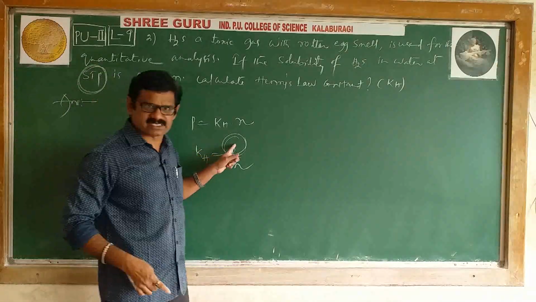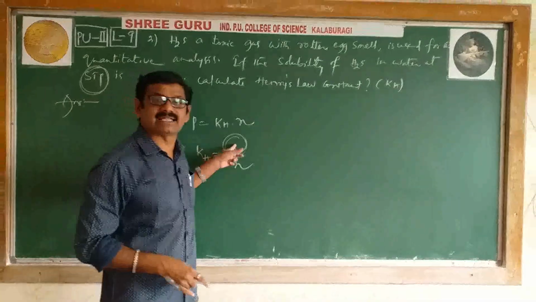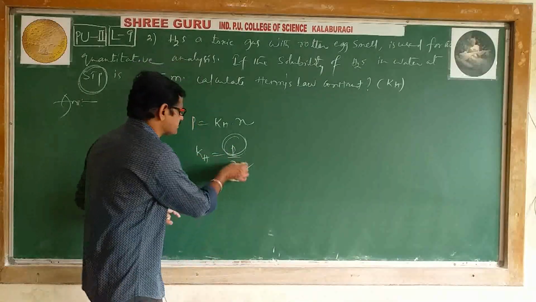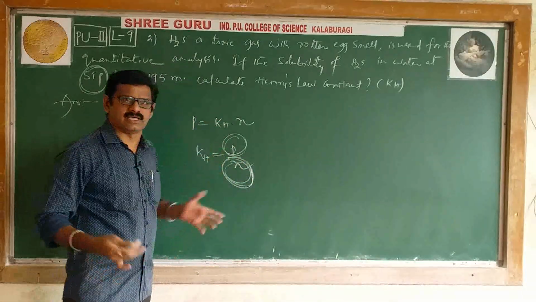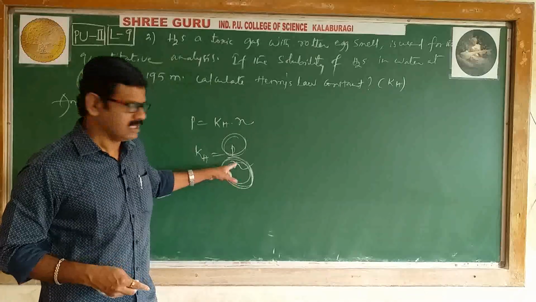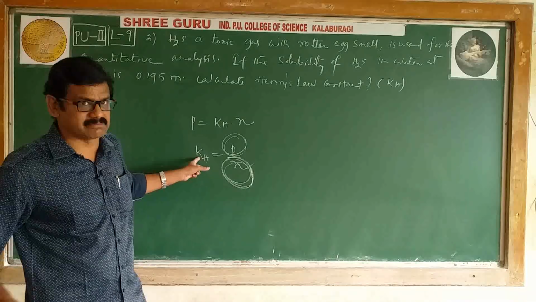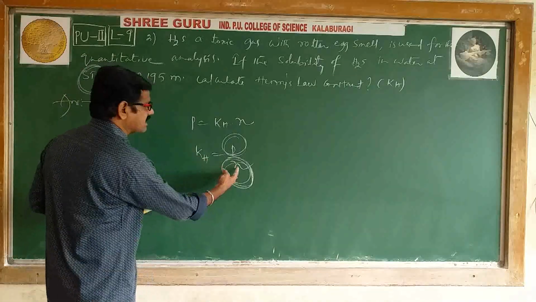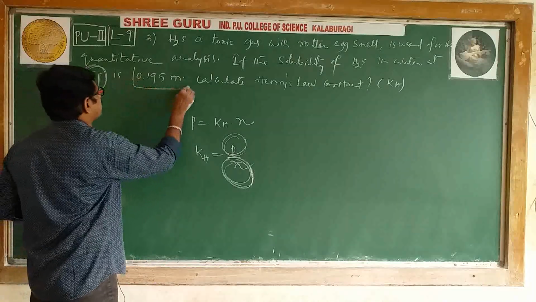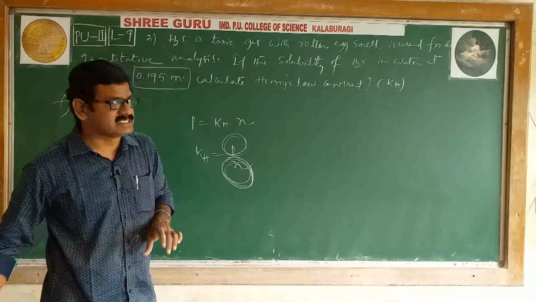STP, standard pressure, 1 atmosphere. We can write here 1 atmosphere, or 0.987 bar. Standard pressure we can write. But the problem is the mole fraction. Mole fraction we don't know. First we have to calculate the mole fraction. Without the mole fraction, the KH value cannot be calculated, remember. That's why first I'll calculate the mole fraction. For that purpose, one hint has been given: 0.195 molality. What does it mean?